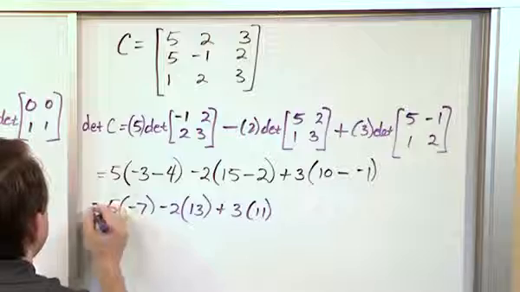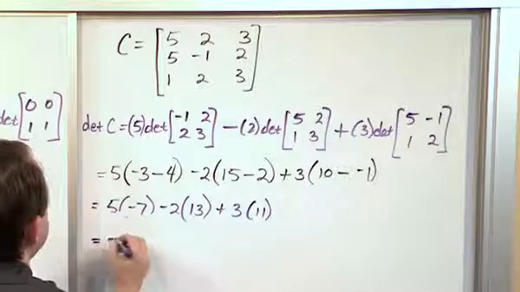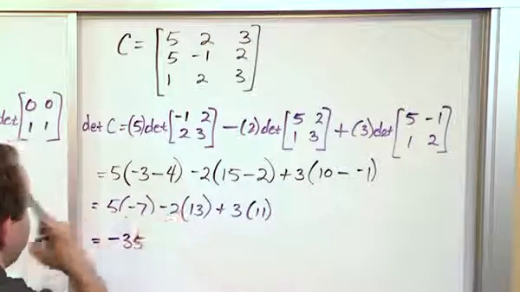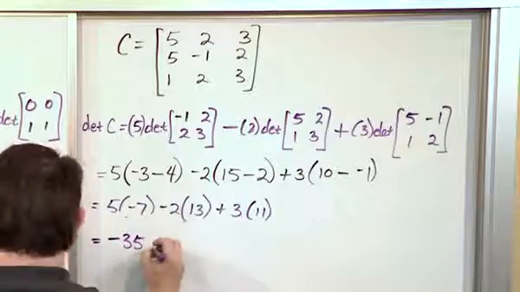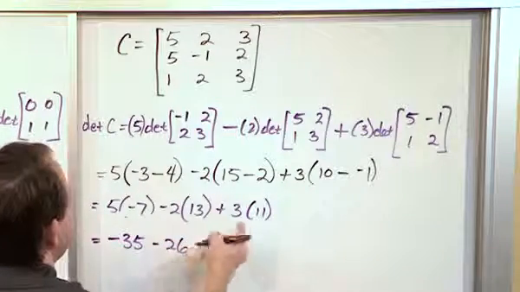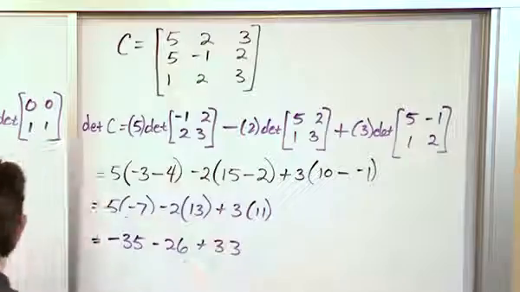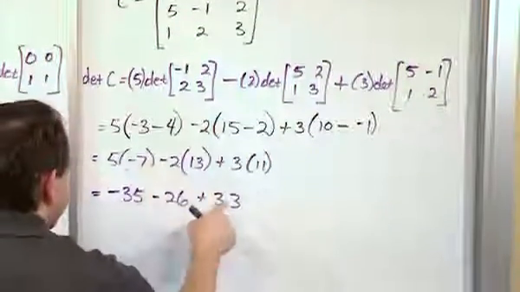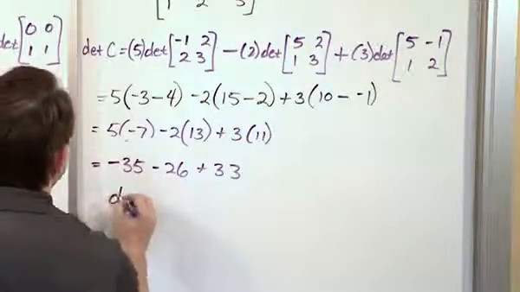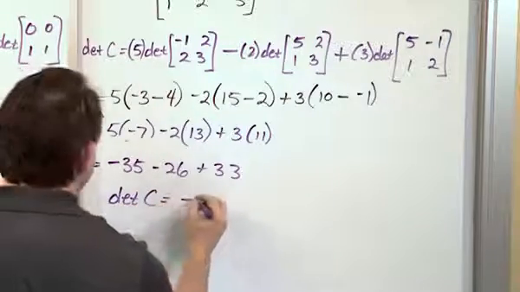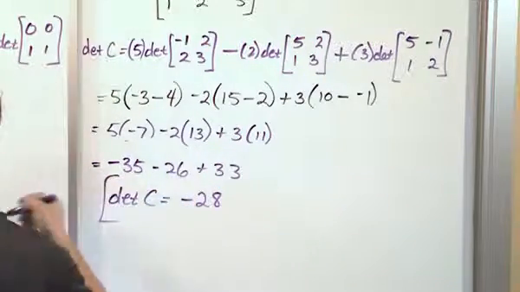All right. And so what I'm going to have then, 5 times 7 is 35, so this is negative 35. 2 times 13 is 26, so it's negative 26. And then 3 times 11 is 33. So if you do this, and plus this, you're going to end up with the determinant of the matrix C is negative 28.